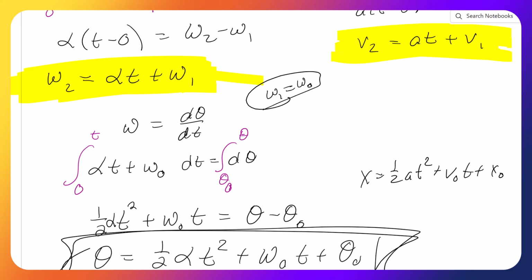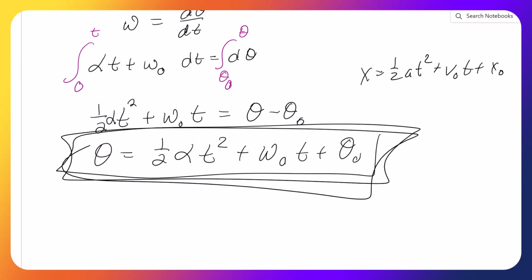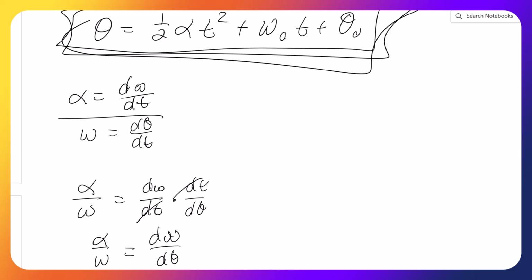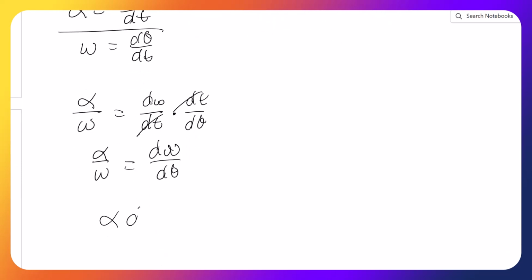Yay! Look, it all is mathematically consistent. And you know what else we can do? We can take the alpha equals d omega dt and put it over omega equals d theta dt. And from there we can get alpha over omega equals d omega dt divided by d theta dt. And then the dt's cancel out, and we end up with alpha over omega equals d omega d theta, also known as alpha d theta equals omega d omega.